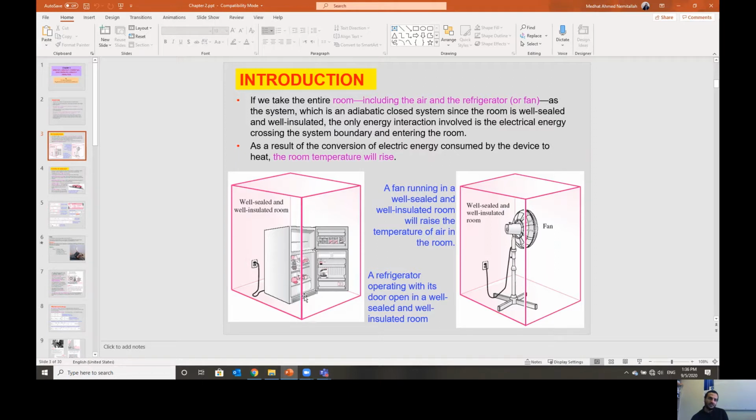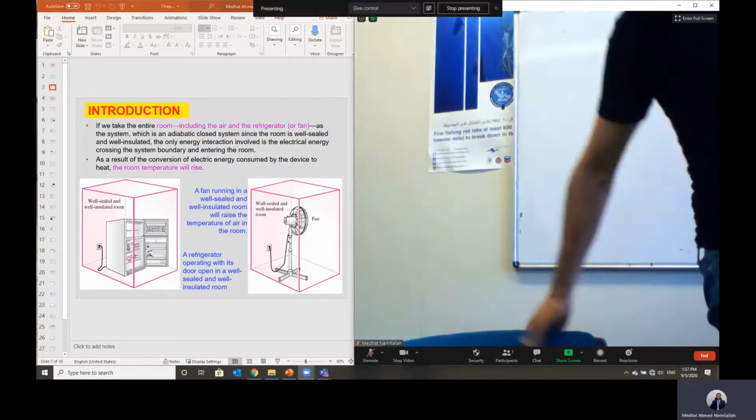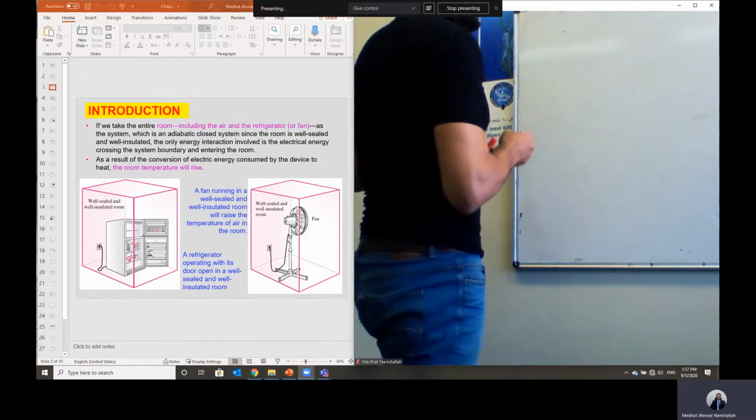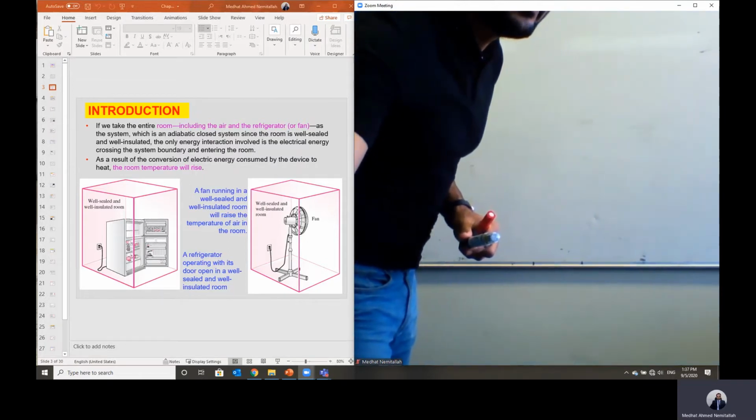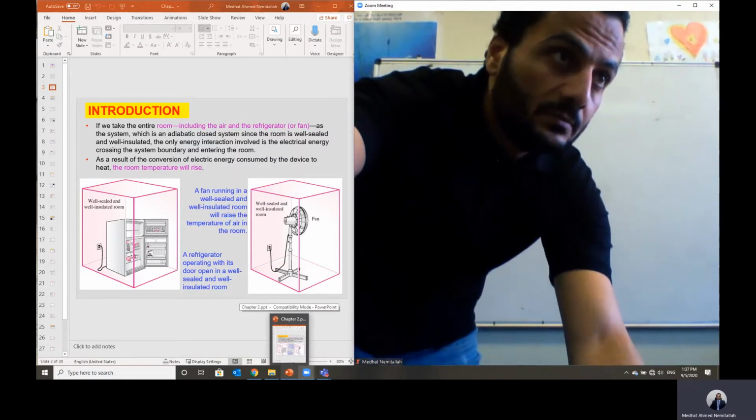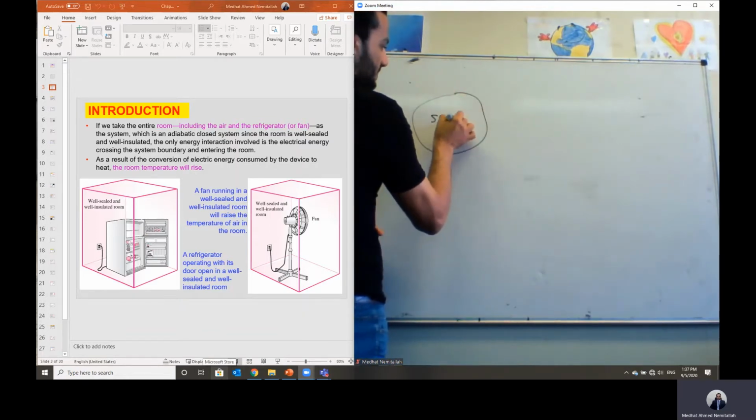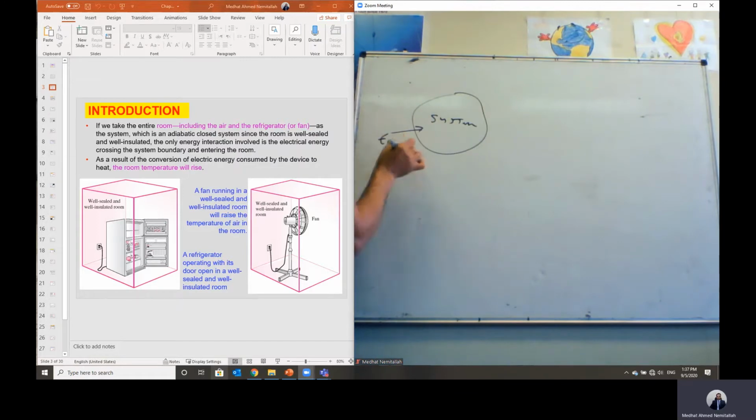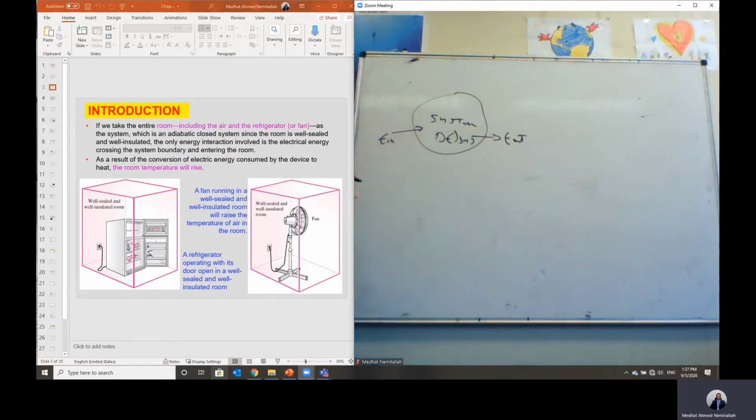If I look at this, this is a system. Let's move to the zoom window. If you look at this room as a thermodynamic system, let's consider this room as the system. We have energy input to this system, we have energy output of this system, and part of the energy is stored within this system.